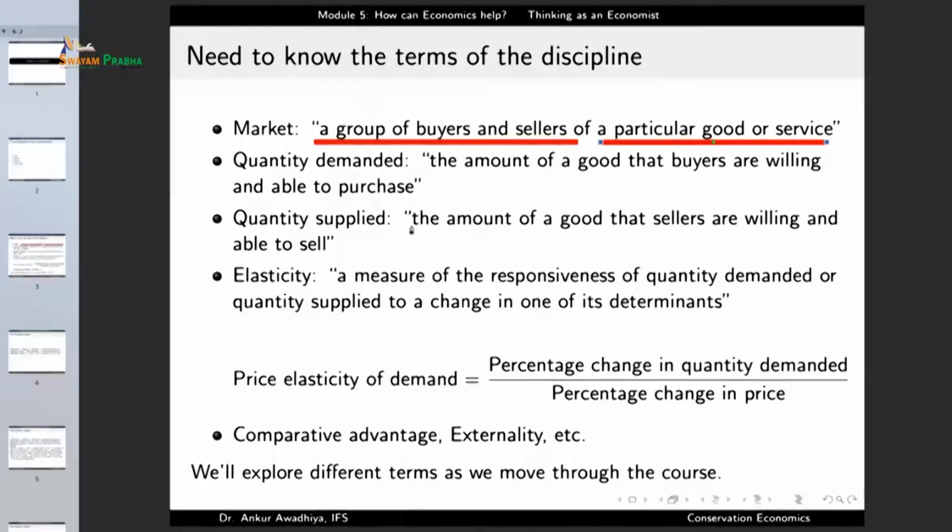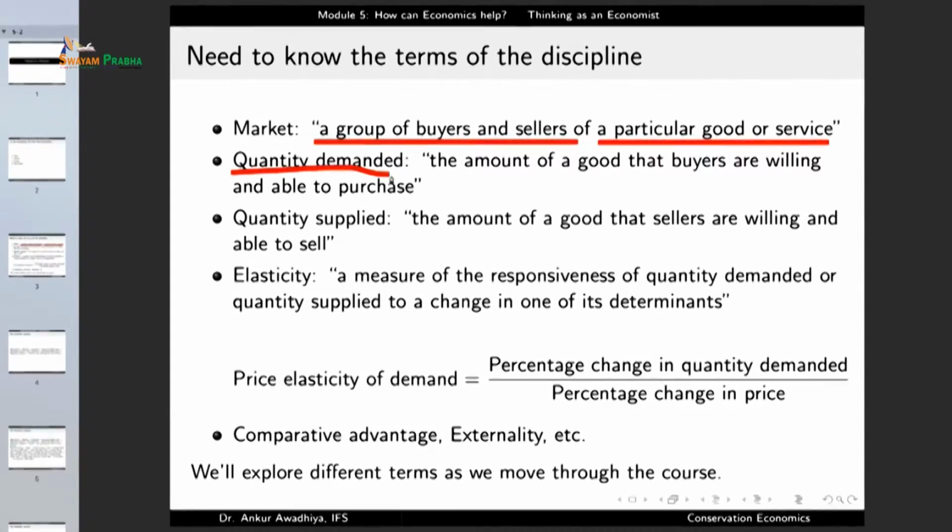In the case of a market for goods, we can have a market for, say, wood, for land, or for construction activities. In the case of services, we can have a market for education. In any of these markets, there are certain people who want to procure these goods and services, and these people are known as the buyers. There are certain other people who provide these goods and services to the buyers, and these people are known as the sellers. In any market, you will have a group of buyers and a group of sellers for that particular good or service.